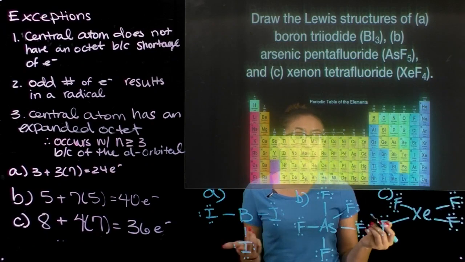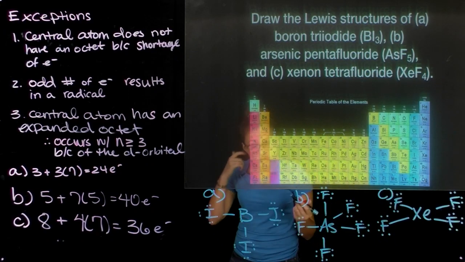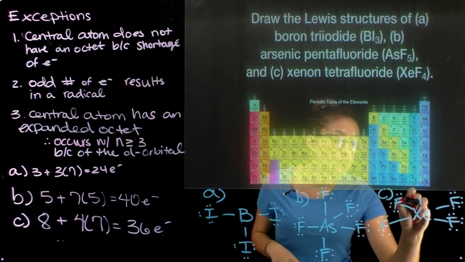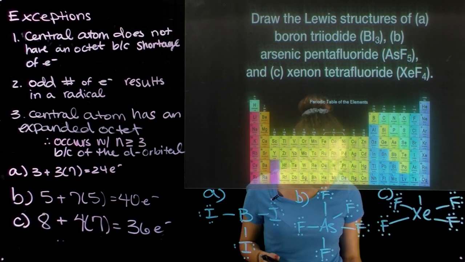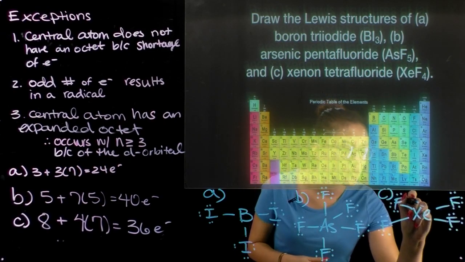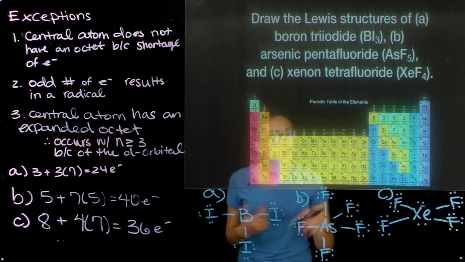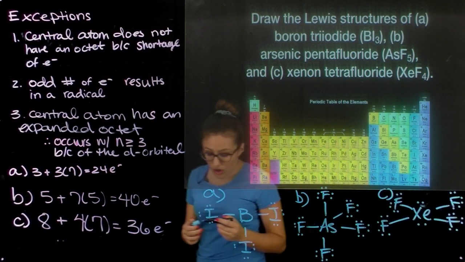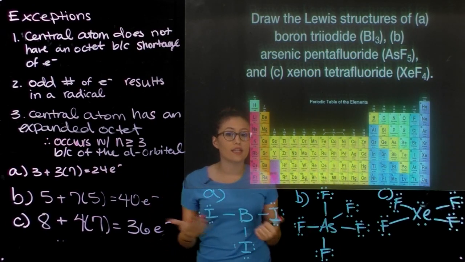Well, I have 16. I still have additional electrons to distribute, and the rest goes on xenon itself. 17, 18. And if you go ahead and count each of those, you would have a total of 18 electrons.